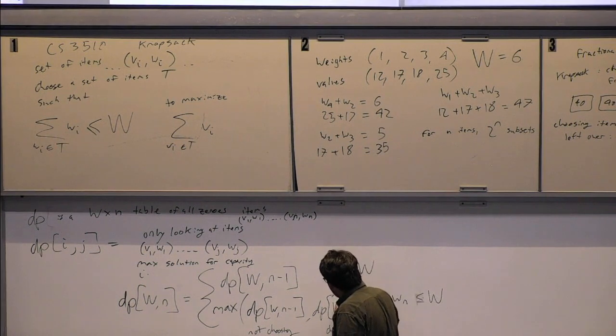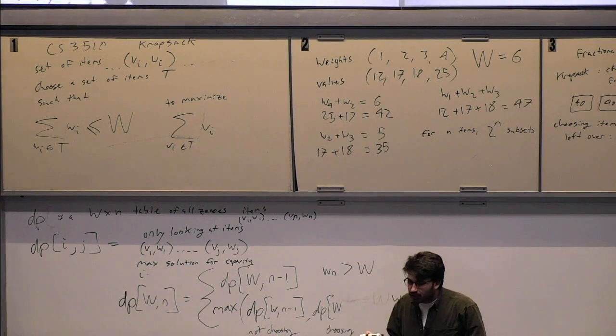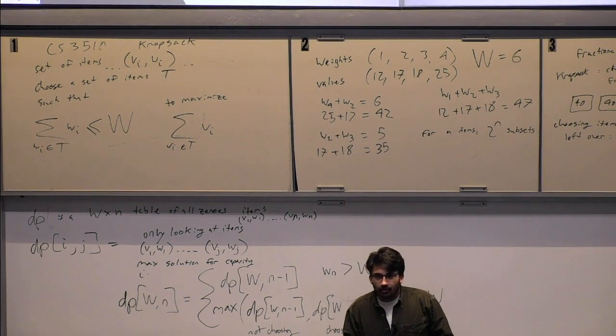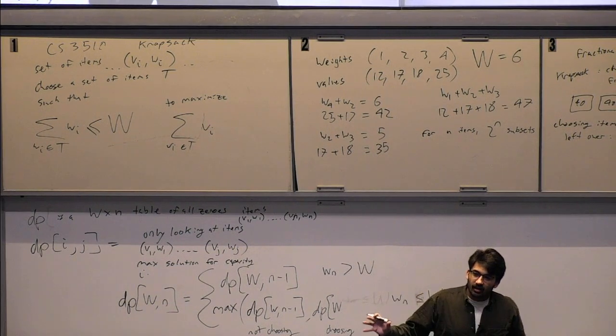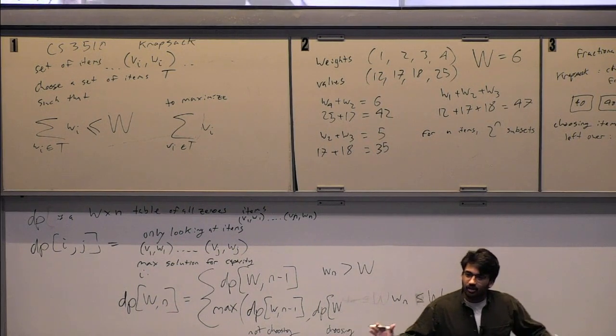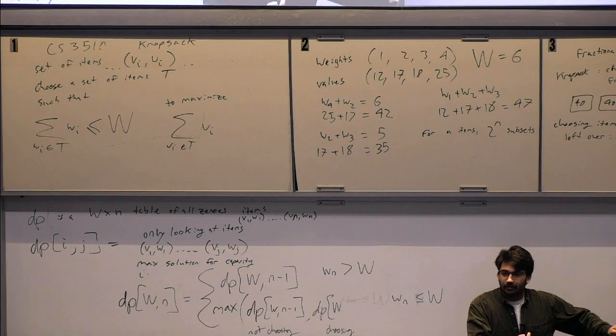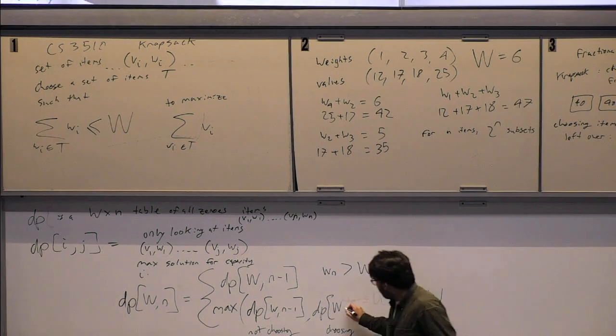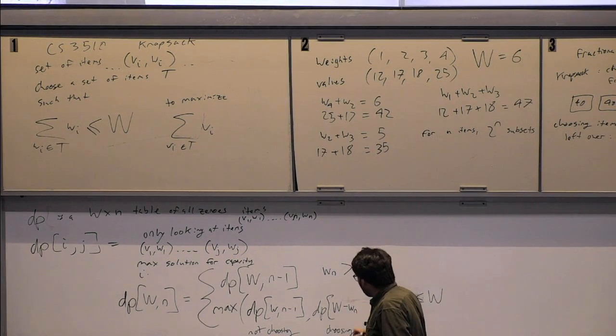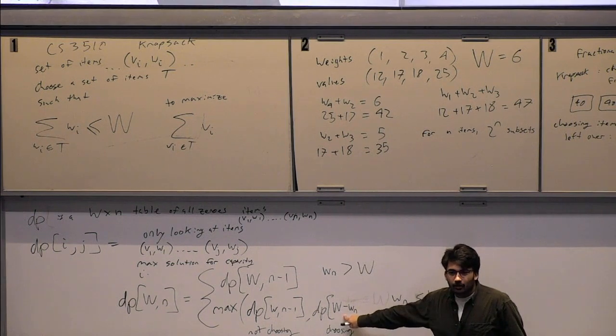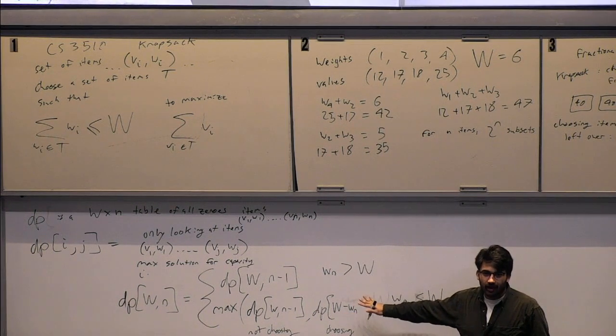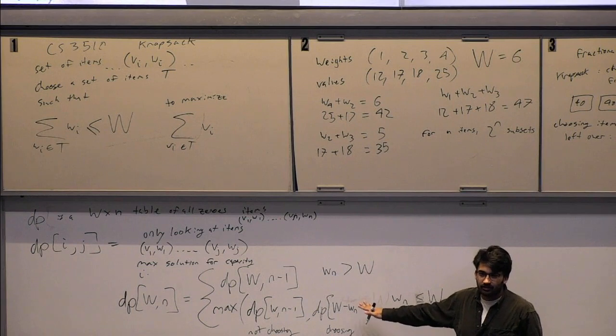So if you choose the item, you consider the subproblem of you not having chosen that item, but your capacity is as if you chose that item. Why this is W minus Wn is probably the most important part of the knapsack recurrence, and you need to be able to convince yourself of this.